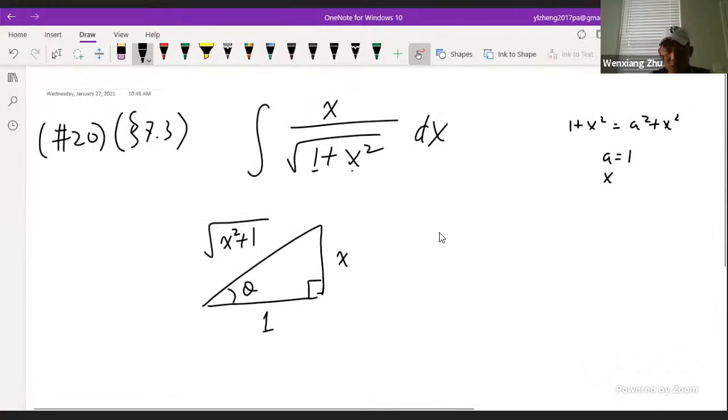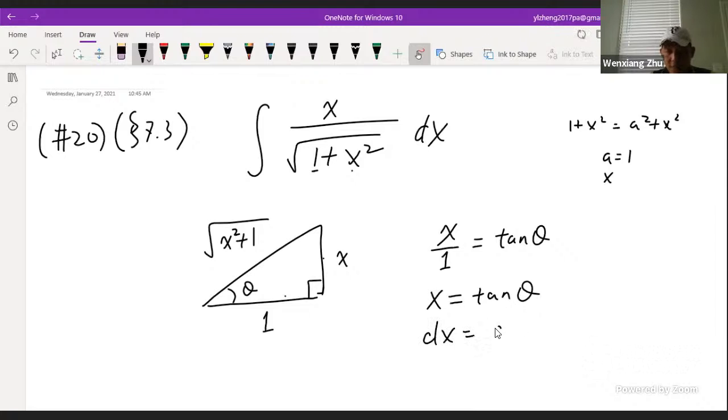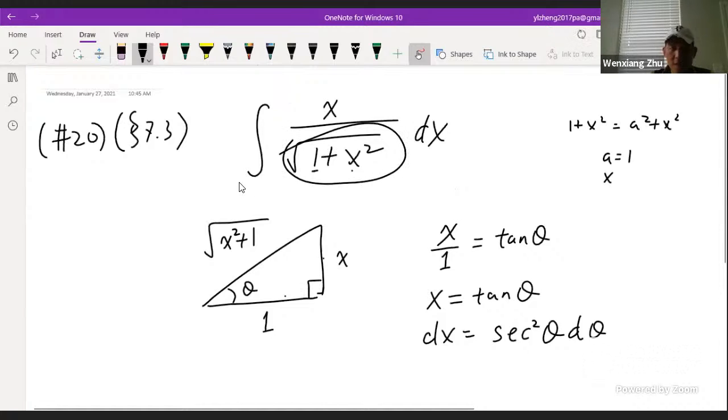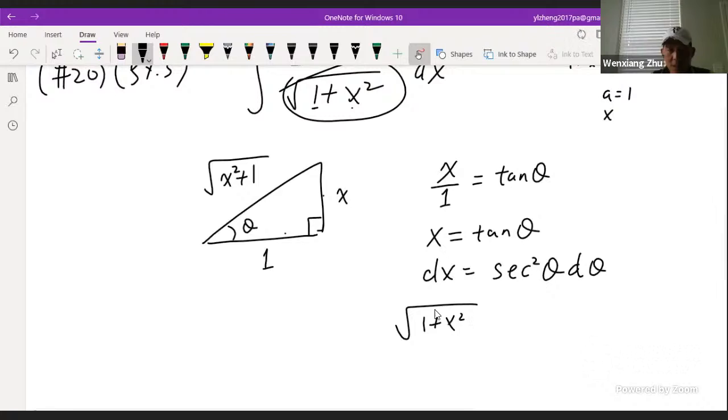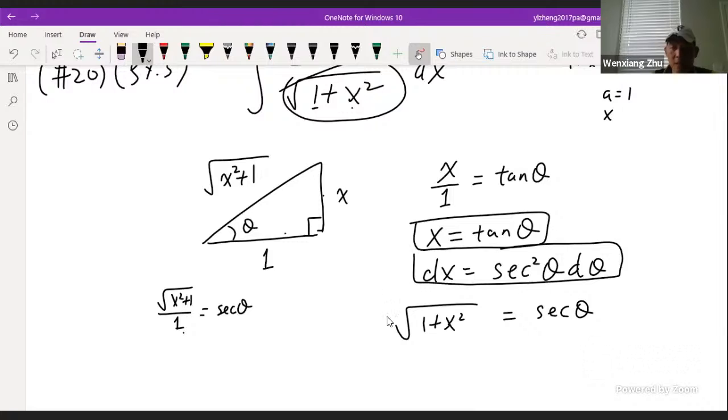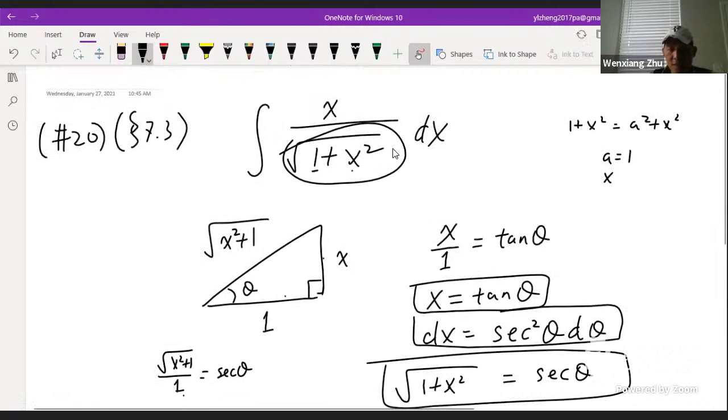So now we can come up with a substitution using trig functions, x over 1. That's opposite over adjacent, equal to tangent theta. Very nice, you just multiply both sides by 1, so you come up with x equal to tangent theta. Next step, dx: take the derivative of tangent theta, you have secant squared theta d theta. And the third thing is you need to express this term here, the square root of 1 plus x squared. That's the hypotenuse. We know hypotenuse over the adjacent gives me secant theta. Multiply both sides by 1, so the square root of 1 plus x squared is just equal to secant theta.